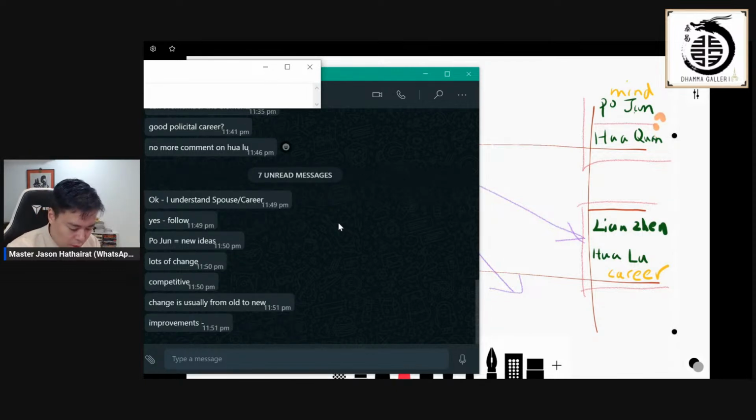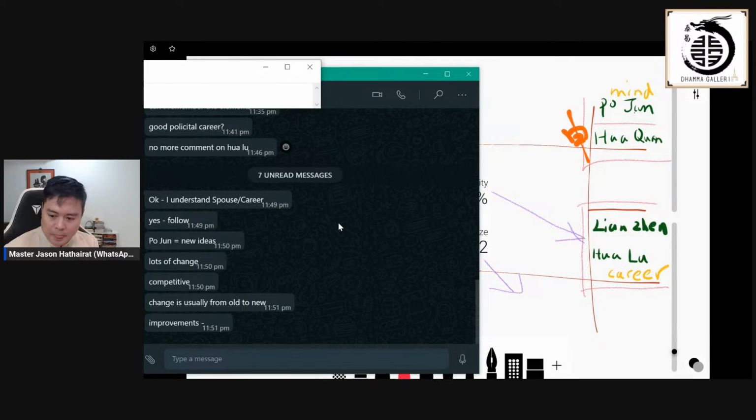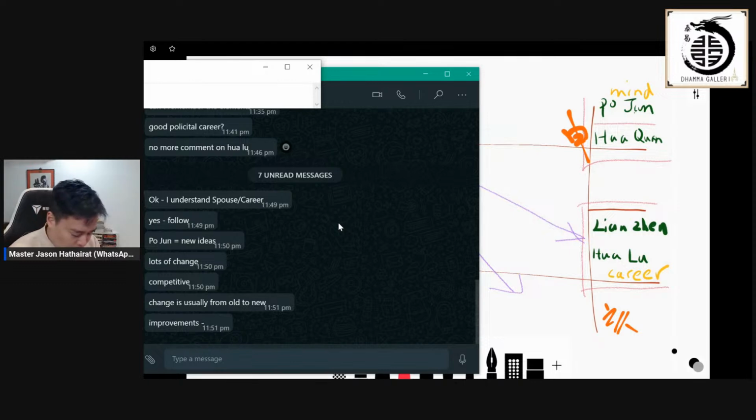Write it here, it will be easier to read. This is the Sun. This is the High. This is the Yin, which are the four horses corner. Usually, these four corners also mean changes in life, movements, migration, etc. So you are very correct. Lots of change, competitive. Change is usually from old to new. Very good. Improvements. That's a very fantastic interpretation.